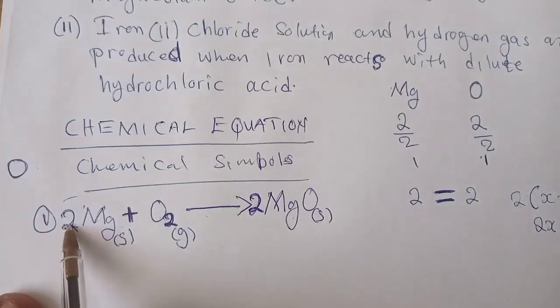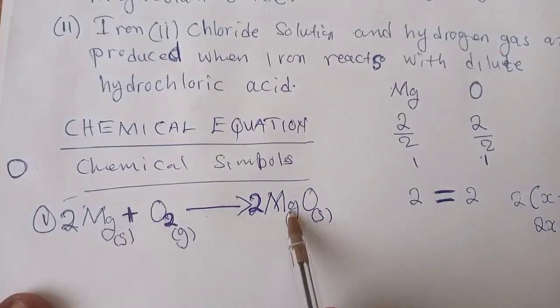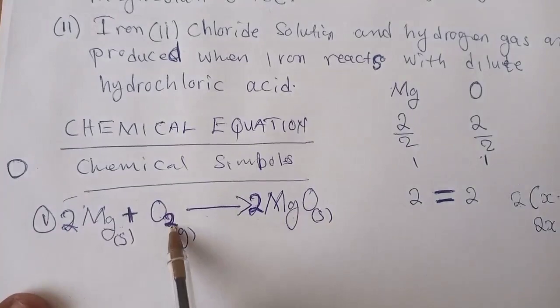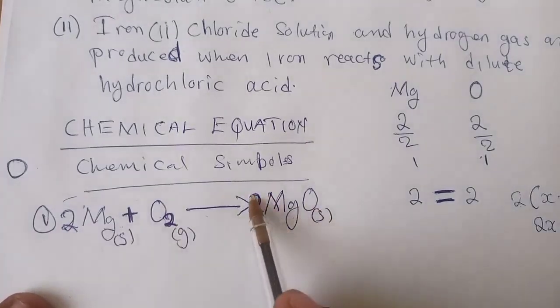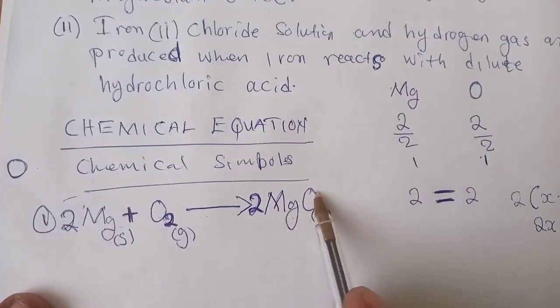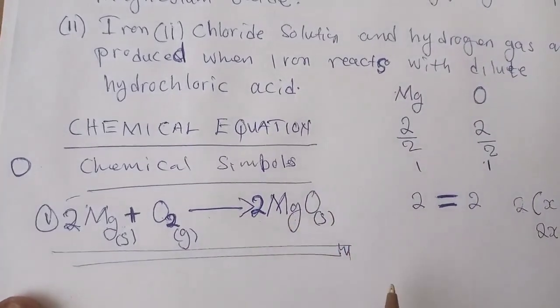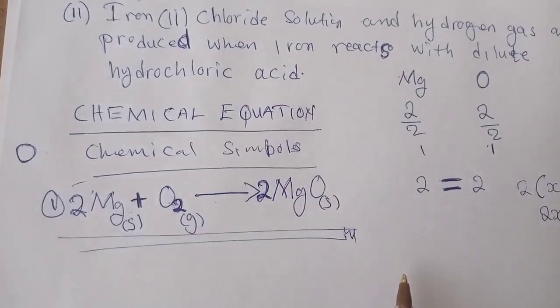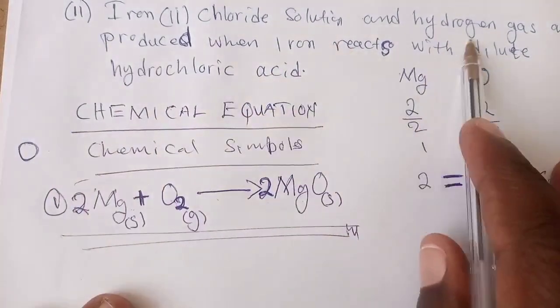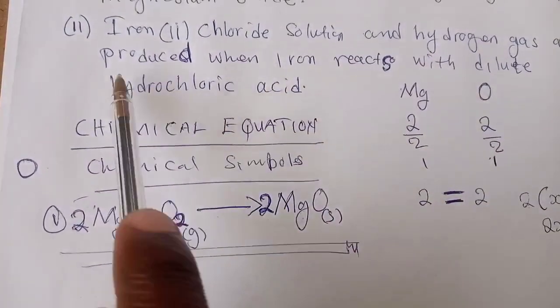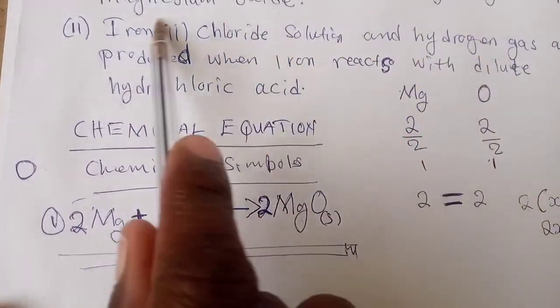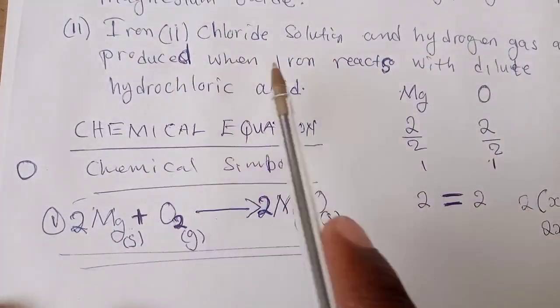So that means we have 2 magnesium, 2 magnesium, 2 oxygen, even here 2 oxygen, because this 2 is also for this one. So this is how you balance the equation. I want us to look at this as well, but this one, let me not solve it because it will confuse you.